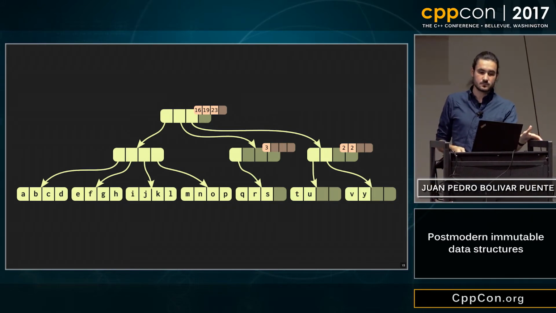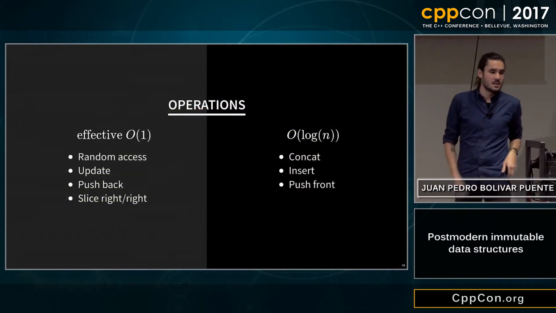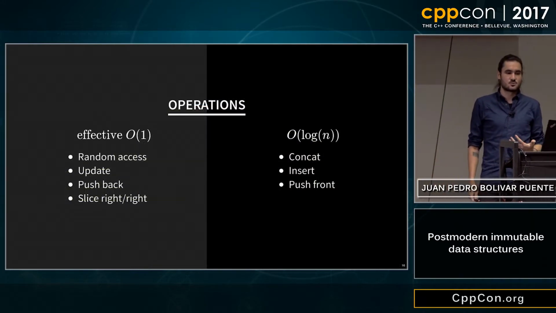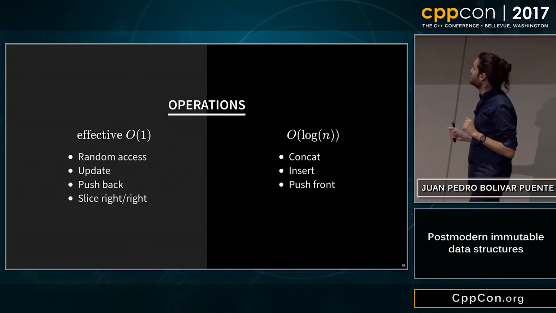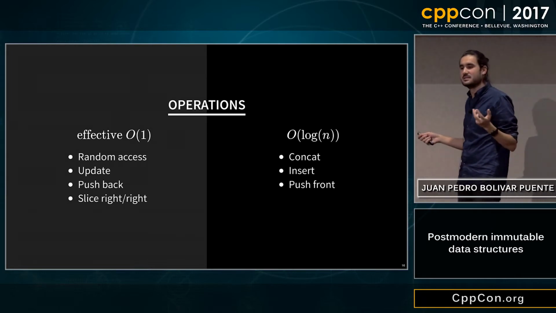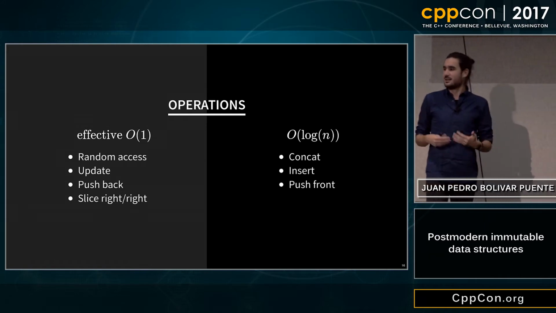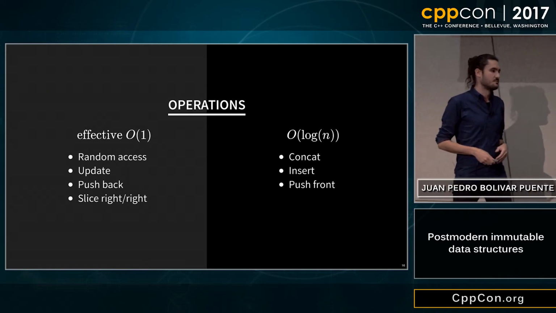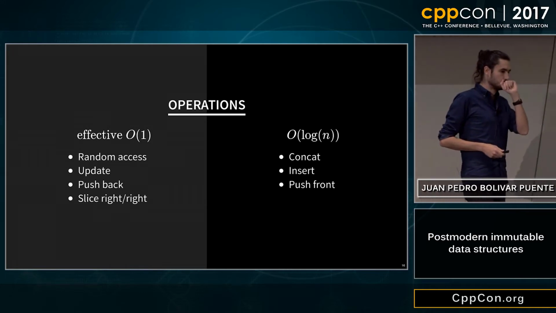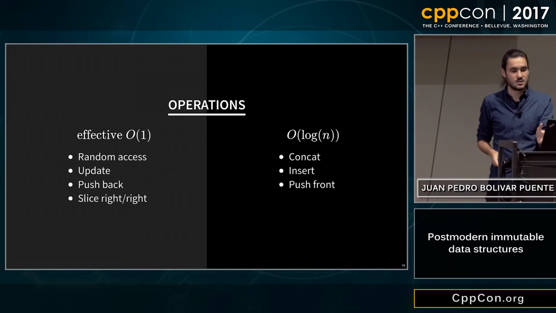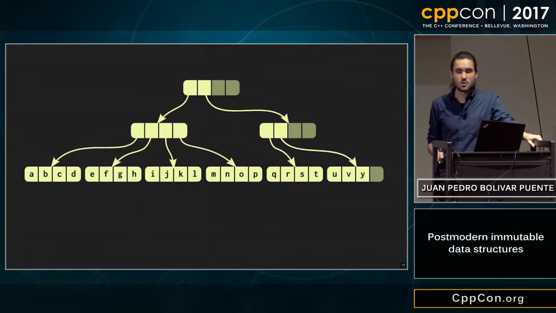But yeah, so once we do this, this data structure is the relaxed radix balanced tree. And you get this map of operations, where you have effectively constant random access, update, push back, and slice. This effectively constant means it's actually logarithmic, but as we argued before, in practice you can treat it as a constant, even though, of course, maybe a big constant. But you have logarithmic concatenation, insertion, and push front, which is great. Also erasure at any point.